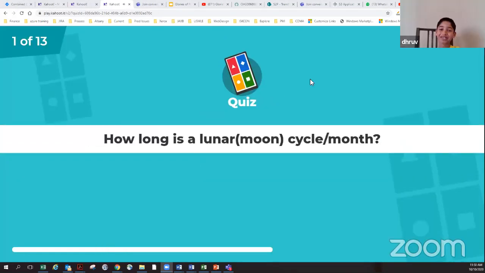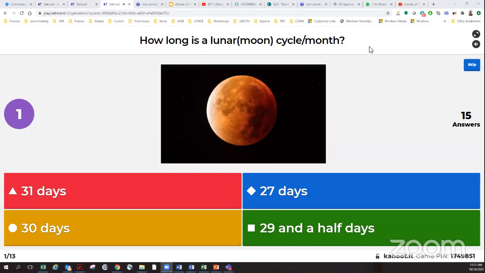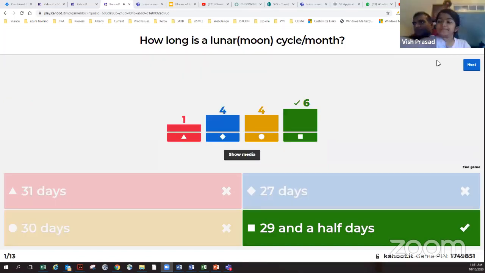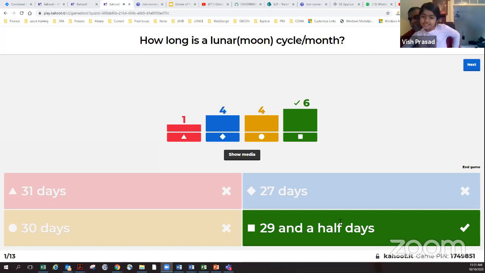Okay, how long is a lunar month? 31 days, 30 days, 27 days, 29 and a half days. Is it 29 and a half? Yeah. This is a geography lesson we had in the beginning. We discussed it before you joined, probably. We were having a geography and astronomical lesson. So the first few questions are about that. Astronomy.